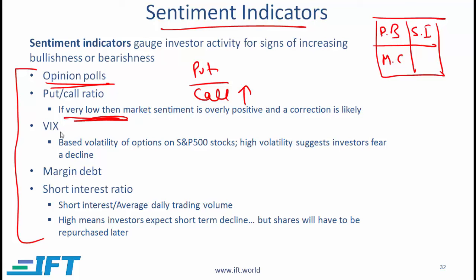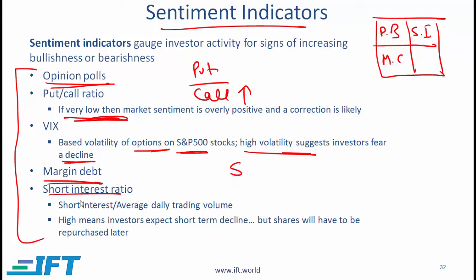VIX is another sentiment indicator. This is based on the volatility of options which are written against stocks in the S&P 500. High volatility suggests that investors fear a decline. Margin debt is the borrowing that investors can do from the brokerage firm to buy stock. Now, if there is a very high amount of margin debt, that means that investors have borrowed money to buy stock, and that could be an indicator that the market is overbought and a correction is likely.